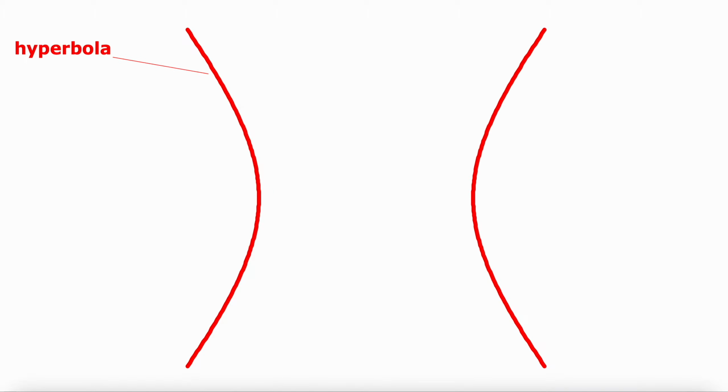A hyperbola is the set of all points in a plane such that, for any point P in the set, the absolute value of the difference of the distances to two fixed points, called the foci, is constant, specifically 2a, the length of the transverse axis of the hyperbola.